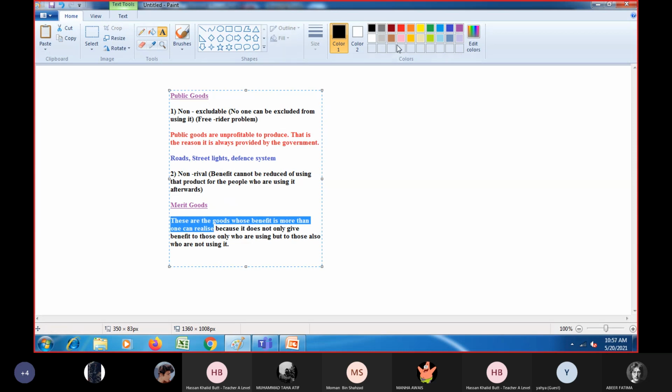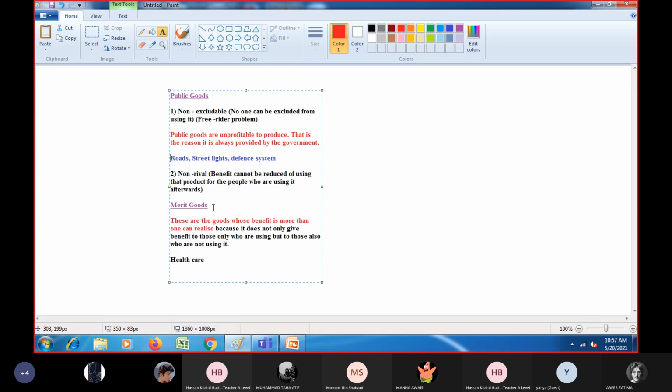And later on, I just explained why it happens, why you are not able to realize what amount of benefit is there of those merit goods. Why? Because you use it, you get the benefit, but you do not realize that it is giving benefit to other people as well, right? So, for example, if I write here healthcare, okay. Now this is an example.